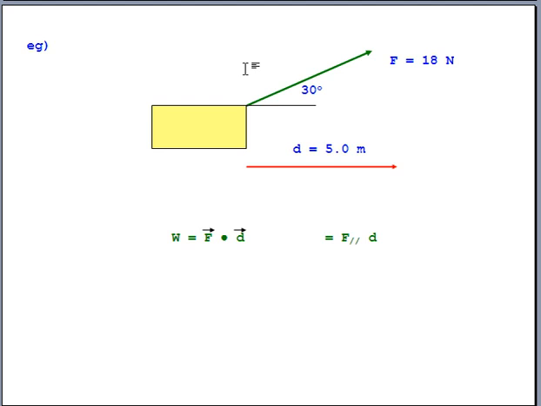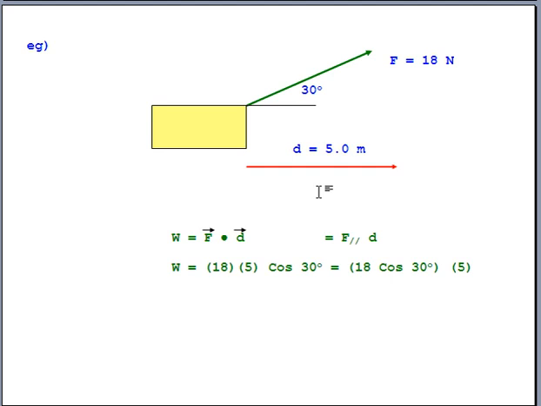Not anymore. If you're willing to just trust the dot product, we can do it this way. Over here's the old school Physics 11 way, right? Got to imagine how much of the force is parallel in order to get it to work. So the new way, you just go, yep, 18 times 5, times the cosine of 30, because that's the angle between the two vectors when you put them tail to tail.